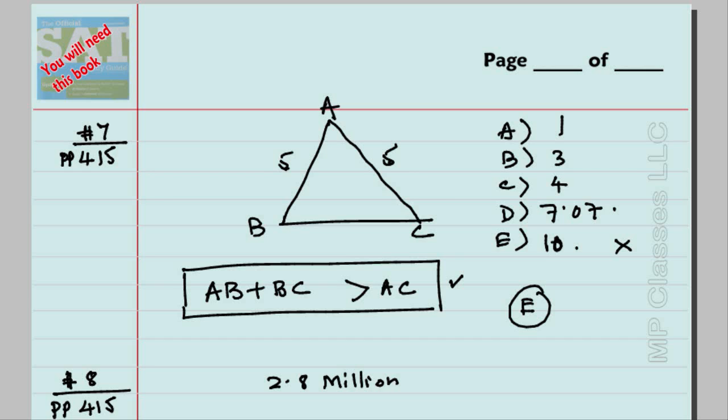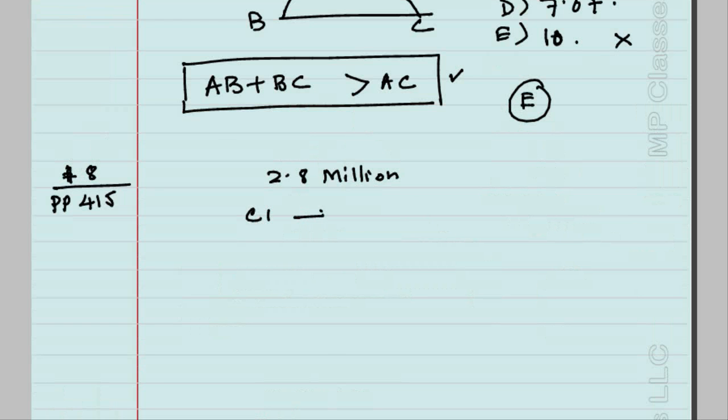Candidate 1 received 28,000 more votes than candidate 2. What percent of the 2.8 million votes were cast for this candidate C1? Mark this problem. It's a tricky problem.